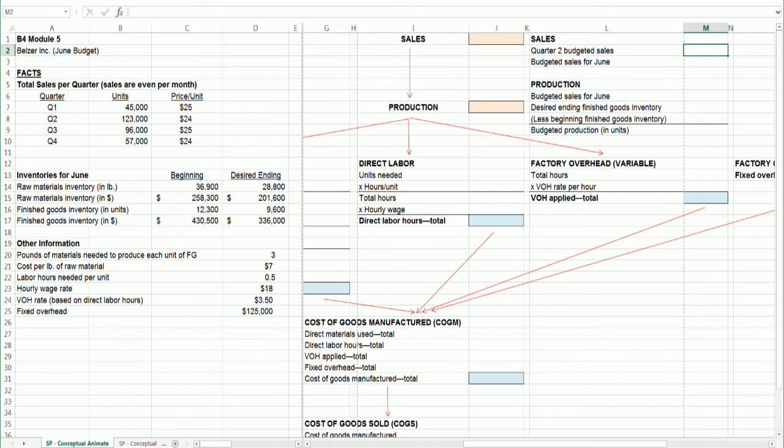How much do we expect to sell for June? Well, the only data we have is they tell us how much they expect to sell in the second quarter. So I'm going to set up my formula to say, well, quarter two budgeted sales is 123,000 units. Since we know it's even, we can assume that it's that number divided by 3. So that's my budgeted sales in units. So I'm going to go ahead and just bring that number over to the shaded box. The shaded box is kind of the bottom line for each piece, right? So my bottom line for sales is I desire to sell 41,000 units.